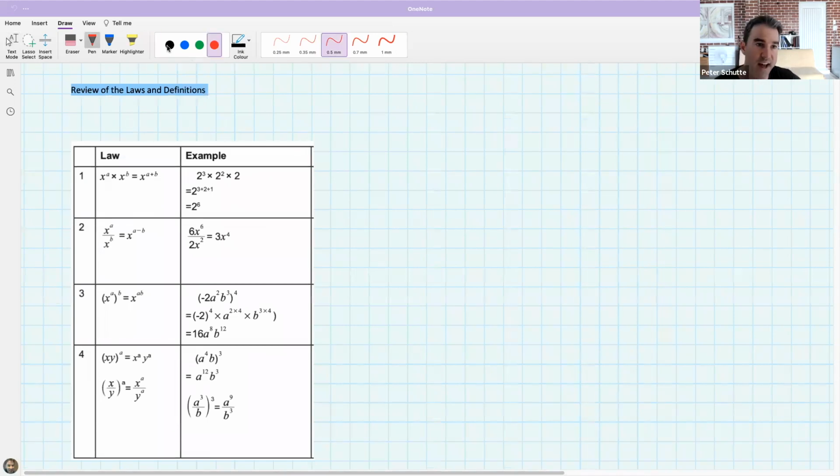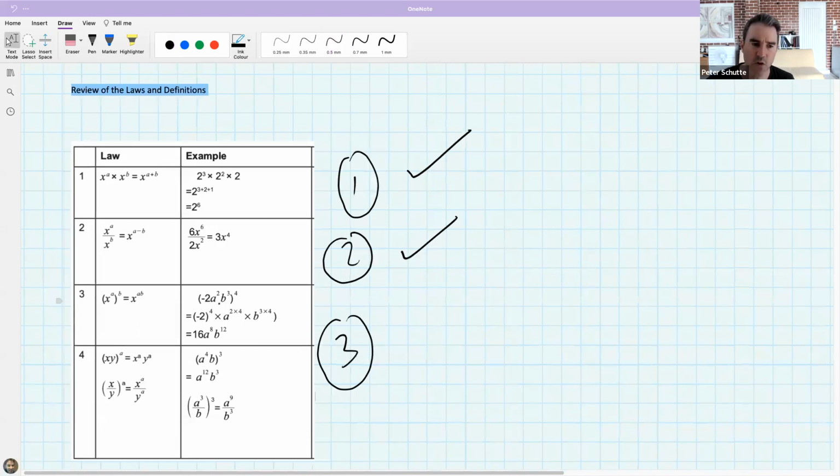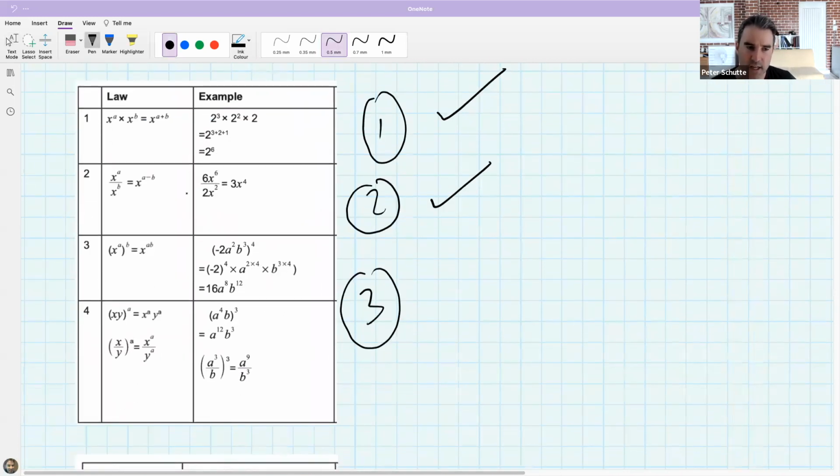So law number 1, which is basically the additive law: bases are the same, you add the powers. Law number 2: if the bases are the same and you're dividing, you subtract the powers. And then law number 3: if you've got a base, a power, and there's a power outside that, you simply multiply the powers together. You can do this going forwards or going backwards, but essentially that power is being multiplied by the power inside. If there's no power there, it means that there's a power of 1.